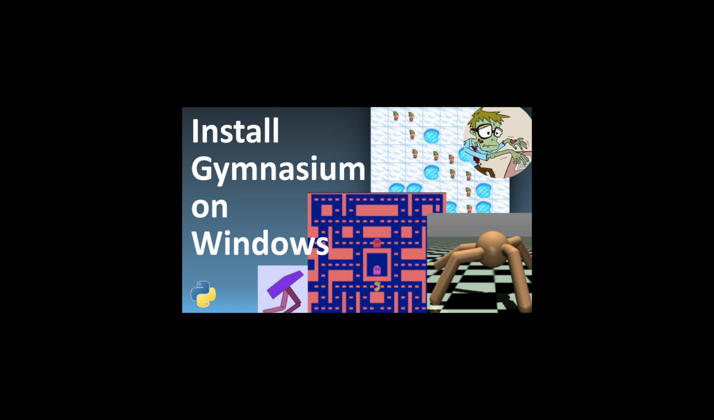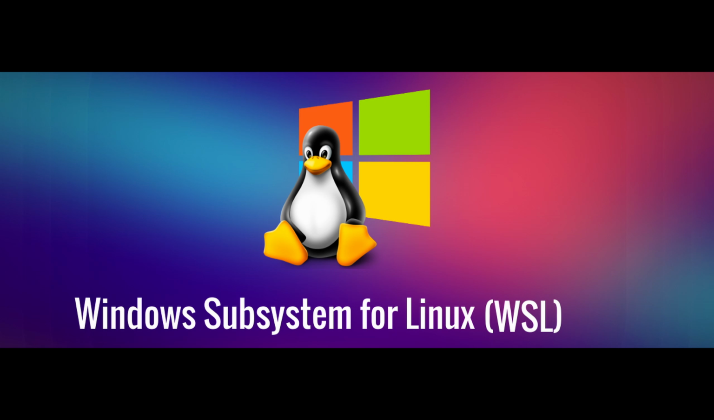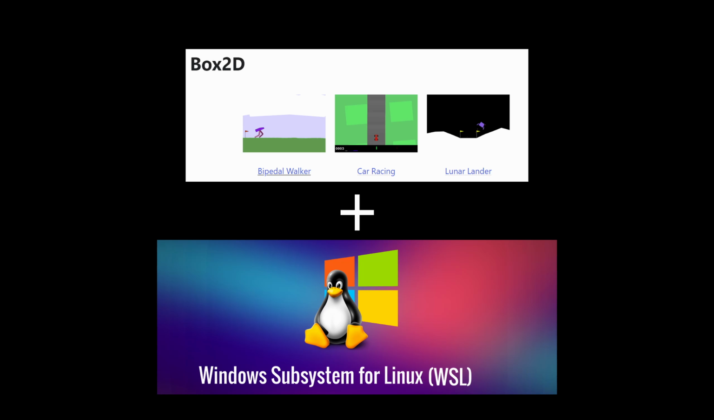If you had followed my install guide on how to get Gymnasium installed on Windows and it still doesn't work for you, specifically the Box2D environments, well, there's still hope for you. You can try to install it under WSL, that's Windows Subsystem for Linux. So that's what we're going to do today. We're going to try to get the Box2D environments to install on Linux on Windows.